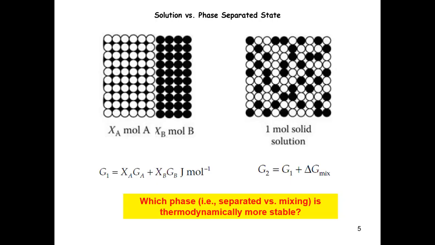G1 is more stable, right? Because G2 is higher than G1, right? And for the same reason, delta G mix is smaller than 0. This means that my G2, this mixing state, is more stable.